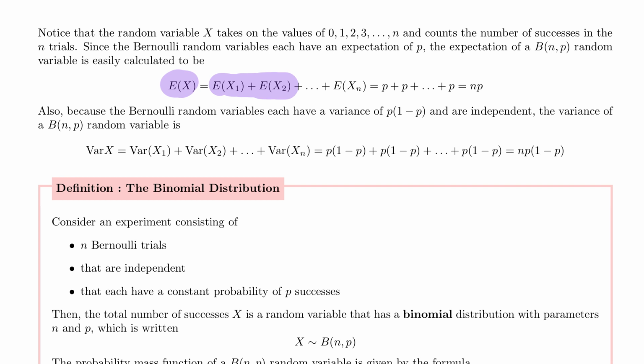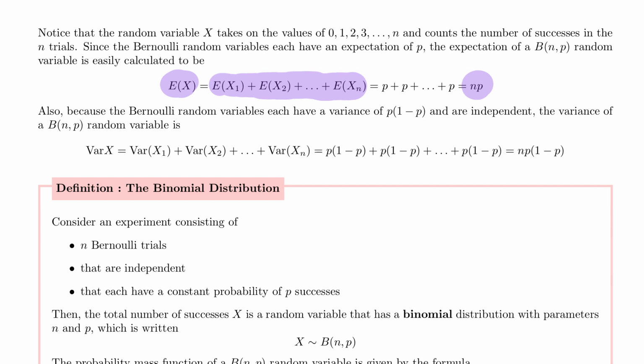So if we look at it, we have our expectation now for our binomial is the expectation of X1 plus X2 all the way up to the expectation of our final Xn. And each one of those has a probability of success p. They each have an expected value of p, a mean of p, which we saw on the previous page. So when we add up n times p, that's where we find our expected value of our binomial random variable. So we added up p n times and ended up with our expectation being n times p.